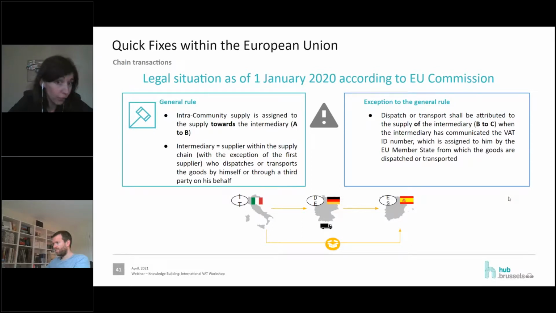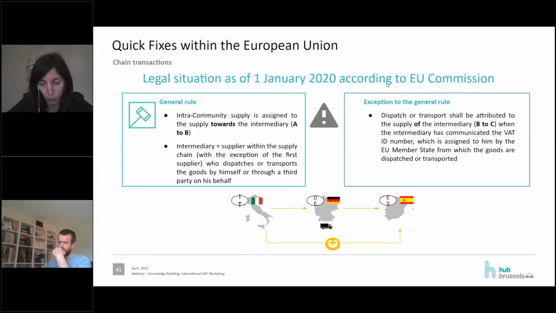They also put a definition of intermediary: the supplier within the supply chain, with the exception of the first supplier, so the Italian one in our case, who dispatches or transports the goods by himself or through a third party on his behalf. So basically, if we fulfill this concept of intermediary, the intracommunity supply will be performed to the intermediary.